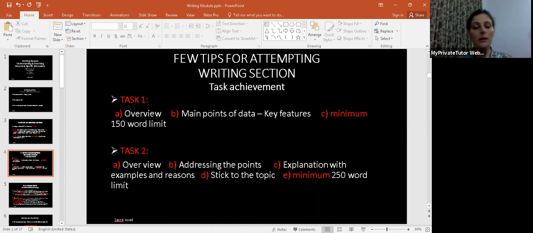Then for task two, again, you should have an overview. Just understand the question, and you're going to address the main points of it. When there's a picture or visual in front of you, you have to describe it, a few lines of that.